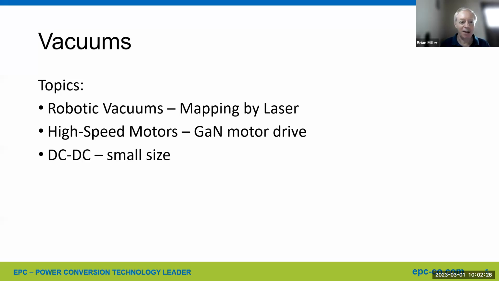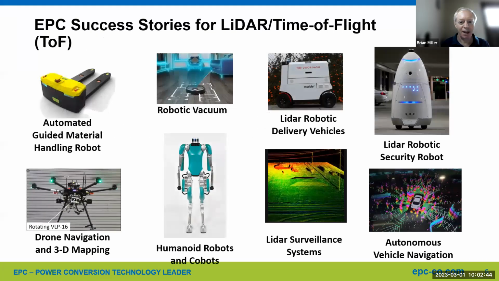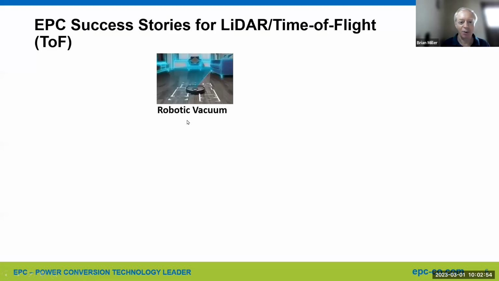Okay, to jump right in, first up is vacuums, robotic vacuums, including mapping by laser, motor drive, and some DC-to-DC example reference designs. So first, the area of lidar and time of flight ranging. There are lots of products that would use this, but today, just robotic vacuums. You see here a little picture of the robot mapping the area. That can be done in different ways.